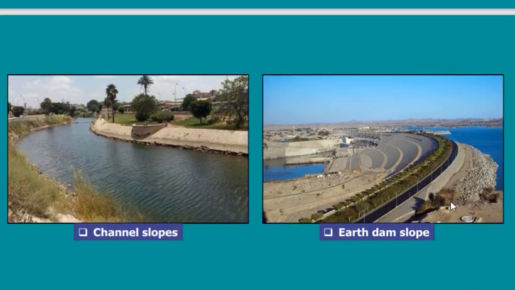Of course, you should know the very well-known man-made slope for us, the High Dam. The High Dam is a slope. It's a dam, but it is really a man-made slope. This is the High Dam. This is where we store the water on this side, and this is the upstream of the River Nile.